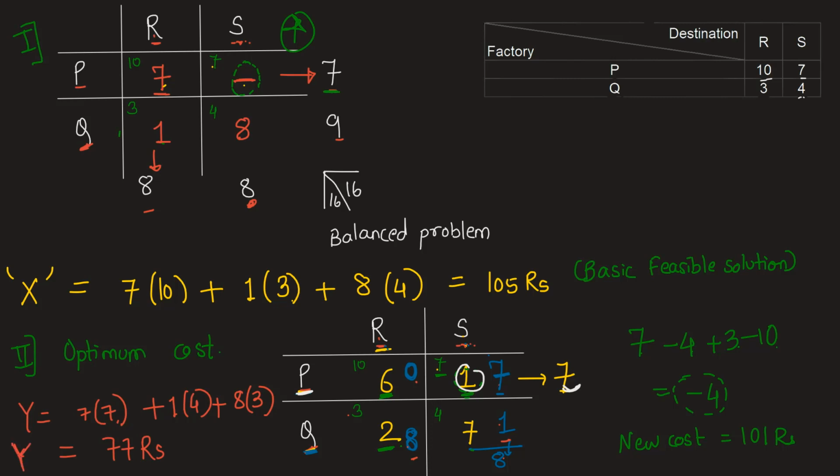Let me summarize. What we did is, first we found out the total cost using the northwest corner method, which is our basic feasible solution. Then we used the basic feasible solution and made allocations for the non-allocated position. We need to make maximum allocations to the non-allocated position so as to get the maximum gain. And this will give us our optimum cost of transportation, which is Y. Now, simply we need to find out the difference between the two. So X minus Y, which is being asked, is nothing but 105 minus 77.